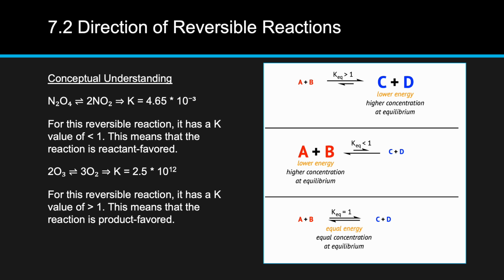Then if you look at the figure on the right, this is just a visual representation of what we just talked about. So you can see on the top part of this, when your equilibrium constant is greater than 1, you have a higher concentration at equilibrium of your products. Then when your equilibrium constant is less than 1, that means at equilibrium, your reactants are going to have a higher concentration. And then this is the very rare example. If your K value is equal to 1, that means you have an equal concentration of both your reactants and your products.